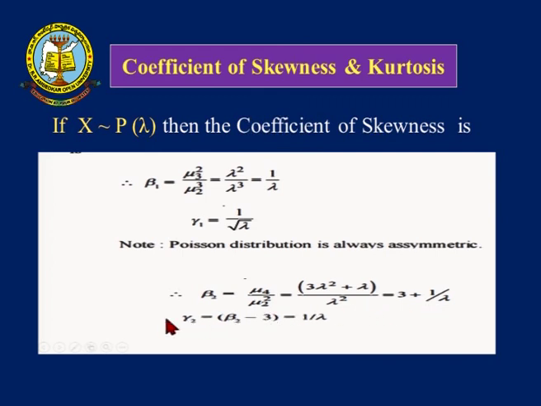That we can also write in terms of the relation in terms of gamma 2. Gamma 2 is equal to beta 2 minus 3. So, therefore, now what is the beta 1 value? Beta 1 is equal to 1 by lambda. Gamma 1 is equal to 1 by under root of 1 by lambda. Beta 2 is equal to 3 plus 1 by lambda, and gamma 2 is equal to beta 2 minus 3, that is equal to 1 by lambda. Now we can conclude beta 1 is equal to gamma 2, both are equal.